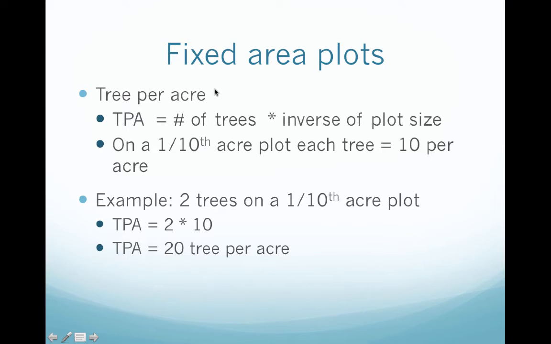And so this makes calculating trees per acre really easy: number of trees times the inverse of the plot size. So on a 10th acre plot, each tree represents 10 trees per acre. So for trees per acre, again, it's the number of trees; on a 10th acre plot, each tree represents 10 trees. For example, we had 2 trees on a 1/10th acre plot. 2 times 10 equals 20 trees per acre.